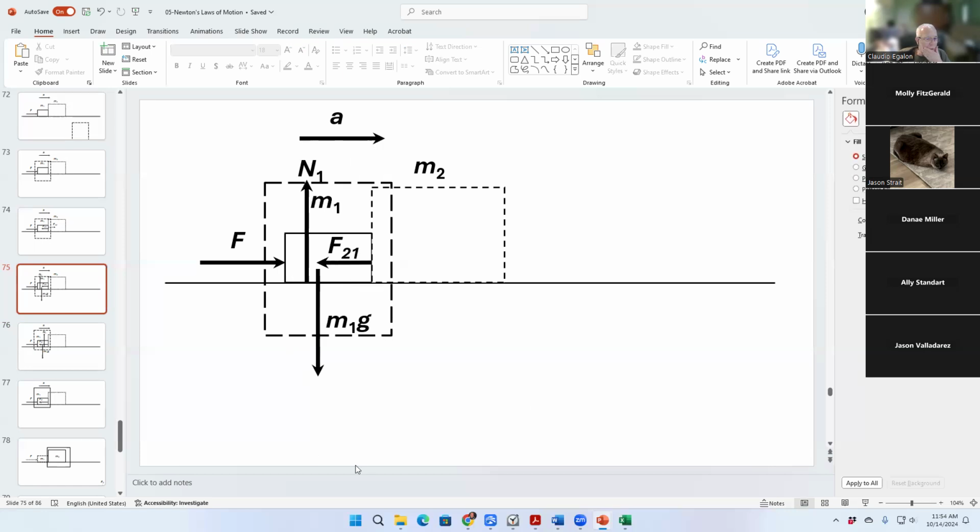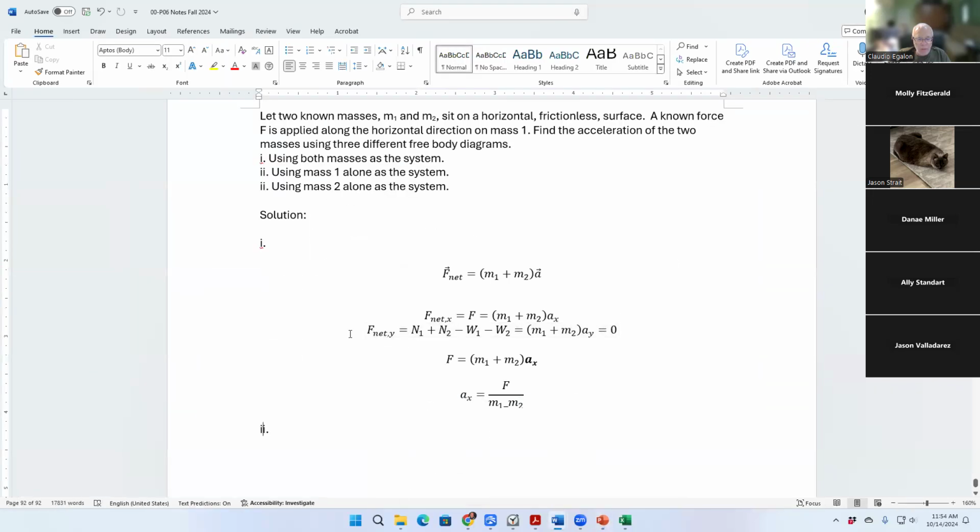And now, those 2 forces, they don't affect the acceleration. Consequently, we can now start solving the problem. The net force applied to the mass number 1, using this specific free body diagram, is going to be F.